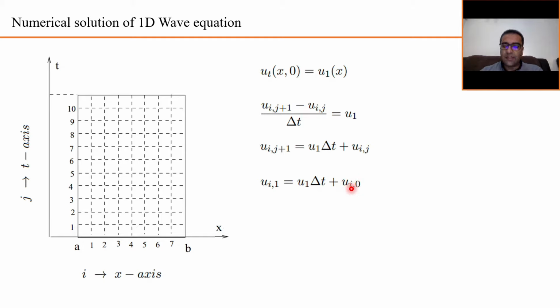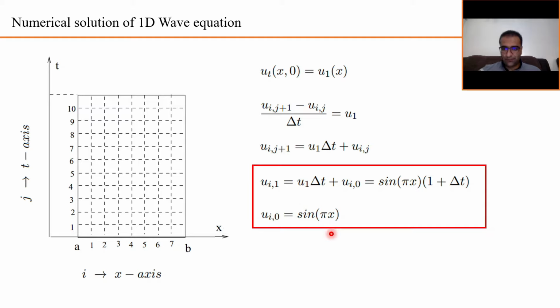This is indeed the value of the function at the initial moment, and we know that this is sine pi x. Moreover, we know this function is well defined, and this is again sine pi x. If we substitute sine pi x and take the factor sine pi x out, what we have is sine pi x multiplied by (1 plus delta t). As mentioned, the value of the function at the initial moment is sine pi x. I boxed these two functions here because we will need them in writing out the code.